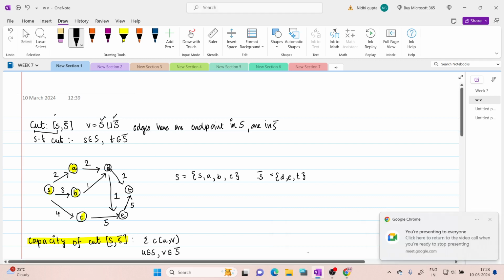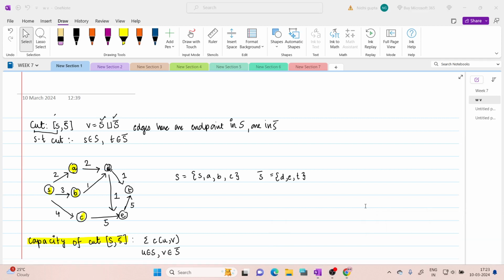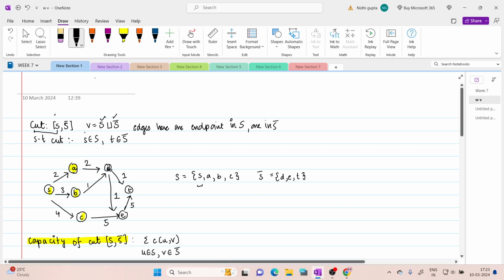An st cut is basically a cut in which the source vertex is in S and the sink vertex is in S complement. Now if we are given this directed graph, this network, an example of a cut can be: we look at S, A, B, C in S, and in S bar we take D, E, T. So this is partitioning our set of vertices into two, hence it is a cut.